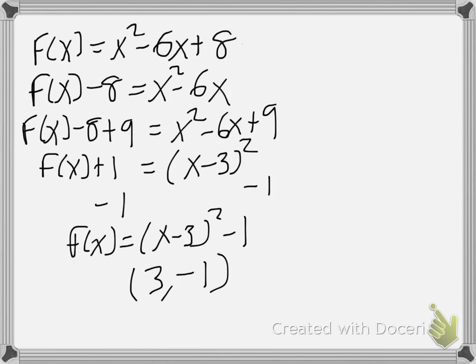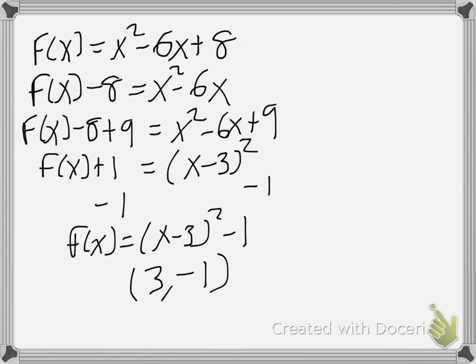Okay, first off, a is positive, so the concavity is going to be up, okay? So at this vertex point of 3, negative 1, I'm going to have a minimum of y equals negative 1. And where is my axis of symmetry? The equation of the axis of symmetry is just simply x equals 3 because it's always the x value of my vertex. Okay.